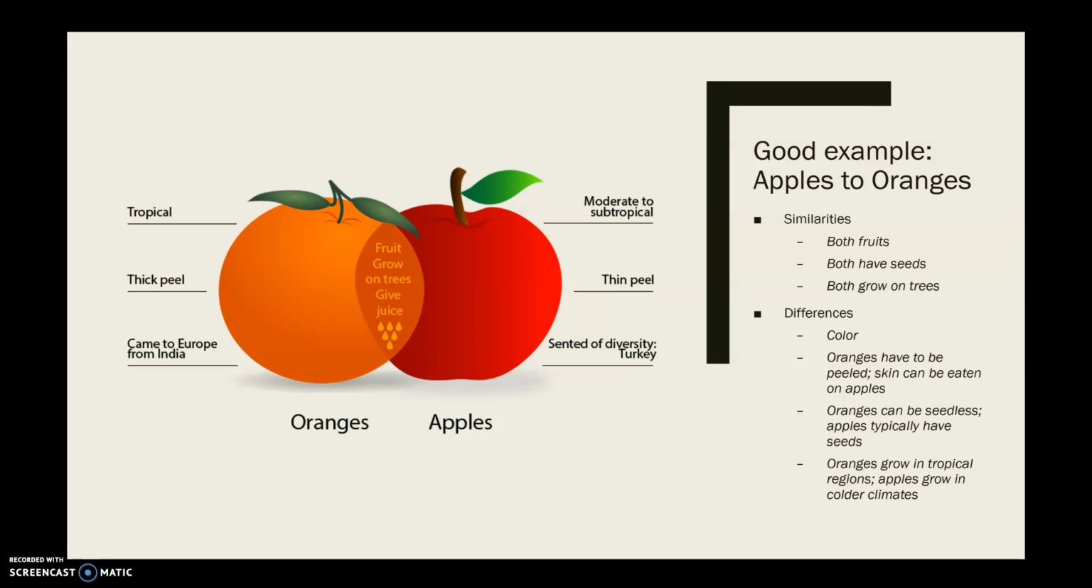Oranges and apples have different colors. Oranges can be seedless. Apples typically have seeds. Oranges have a thick peel. Apples have a thinner peel. Oranges tend to grow in tropical regions. Apples tend to grow in colder climates. So there are enough similarities and differences here that they would be good grounds for comparison.